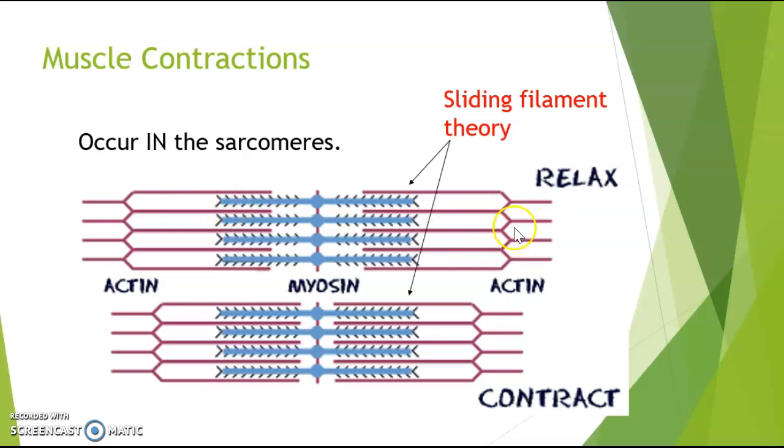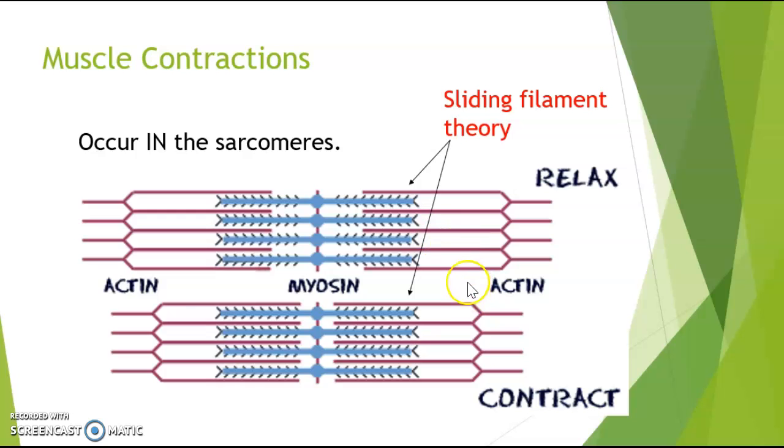When we go from a relaxed to a contracted state, notice that the length of actin here and contracted, they are the same length. So in essence, the length of actin does not get shorter when a muscle contracts. Neither does the myosin. We can see that the myosin down in the contracted state as well as the relaxed state are the same length. Those don't get shorter either.